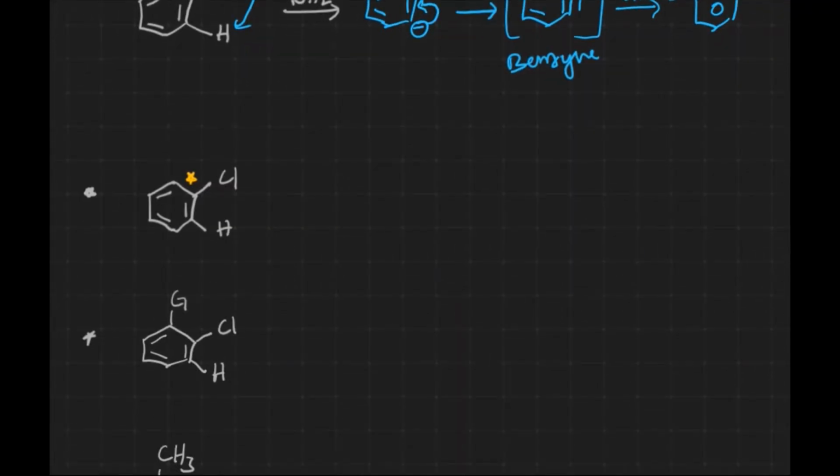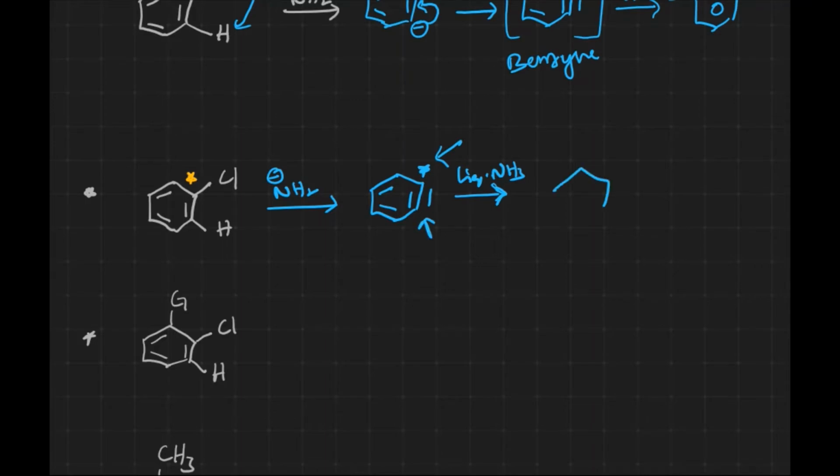But similarly, let us see here. We have an isotopic carbon. With NH2, with base, generation of benzyne takes place, right? Here we have an isotopic carbon. Then followed by the addition of liquid NH3, the NH2 group may come over here or over here, right? Let me write both the products. This is the isotopic carbon, and NH2, here the isotopic carbon.